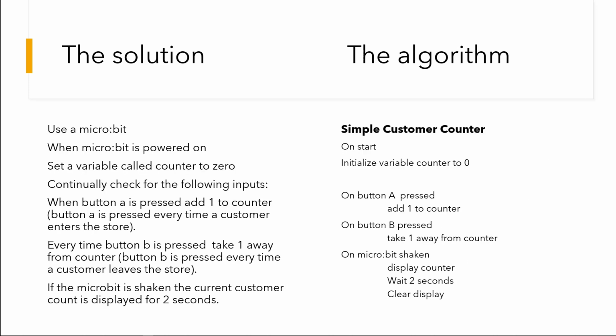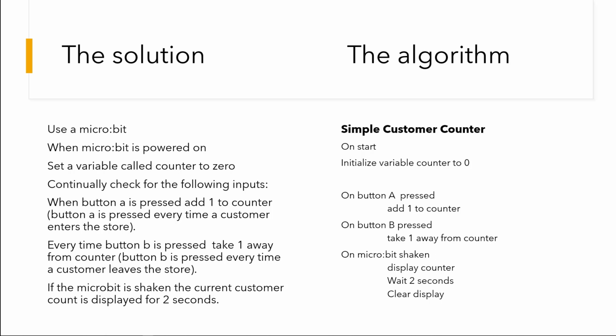So from that solution, here's our simple algorithm. On start, we're going to create a variable called counter, and we're going to set it to 0. And then when button A is pressed, we're going to add 1 to the counter. When button B is pressed, we're going to take 1 away from that variable. And when the microbit is shaken, we're going to display the counter, wait 2 seconds, and then clear the display.